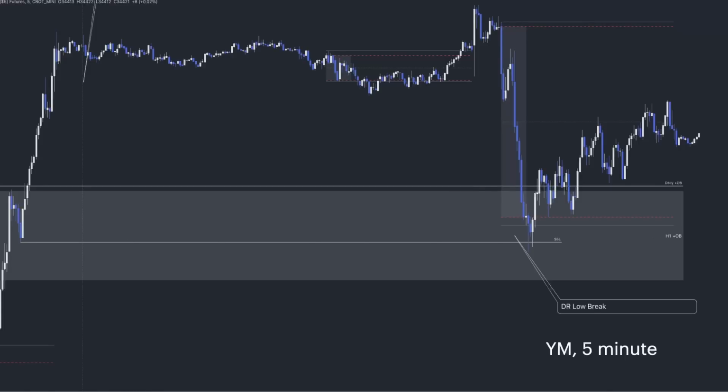So we know with the DR low broken, it's not as likely to take out the high just by the statistics. But does that mean we cannot buy at all? Well, I'm going to show a framework where maybe you can if you want to. Or maybe, like I said, this is a day where you don't want to take a sell because you see a scenario 4 on the chart.